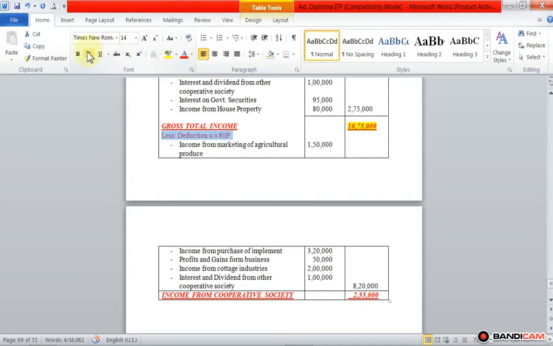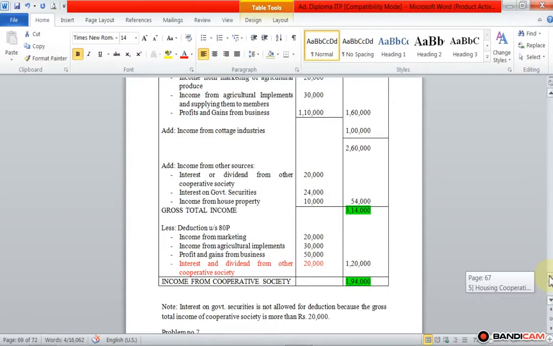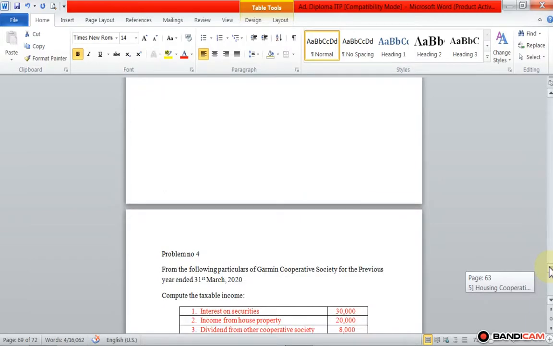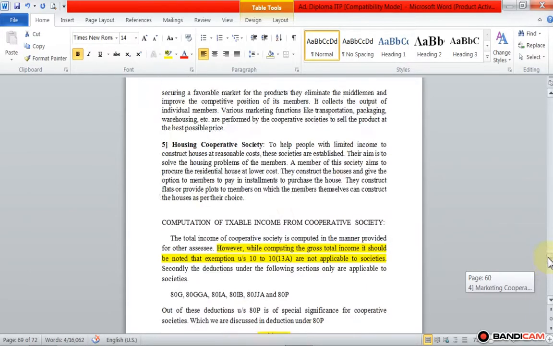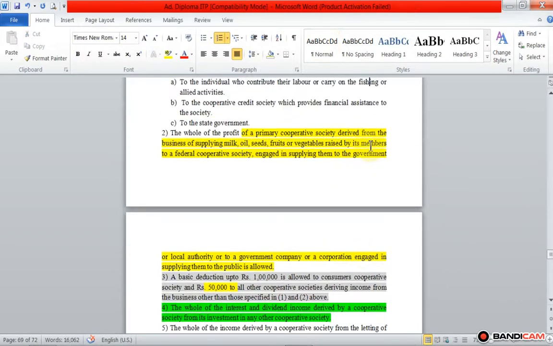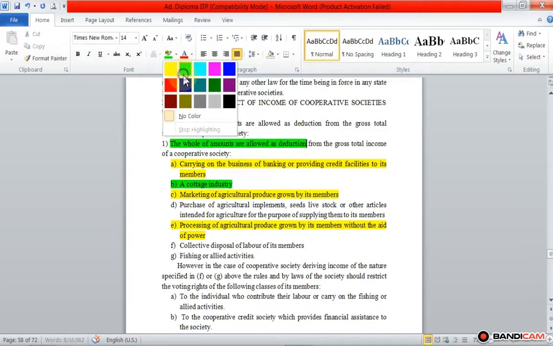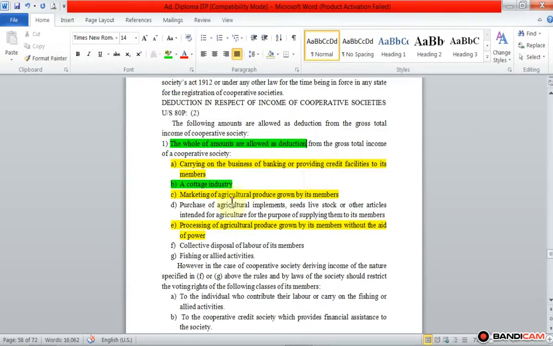Income from marketing of agricultural produce. Why do we get a 100% deduction of income from marketing agricultural produce? Read the deduction in respect of cooperative society, in the first point. Here in the first point, the whole amount is allowed as deduction from gross total income.